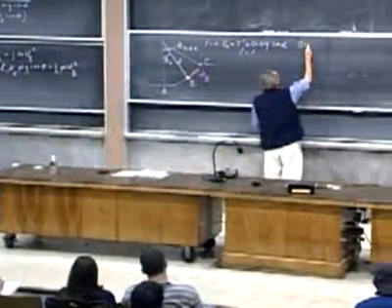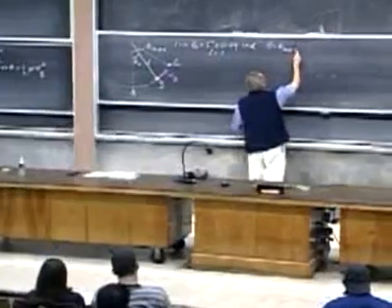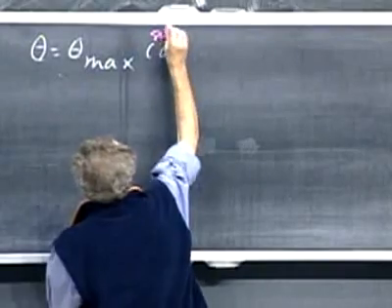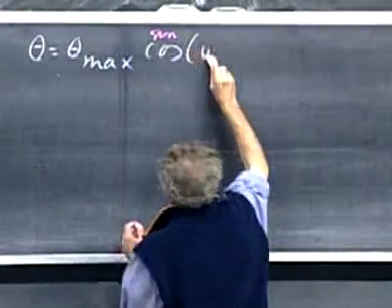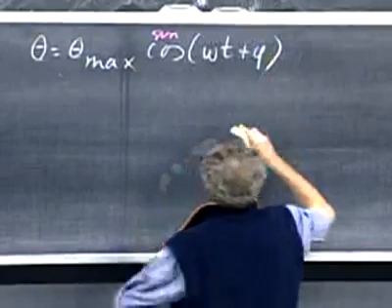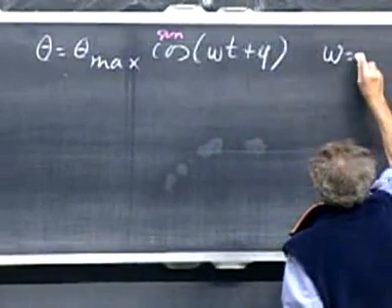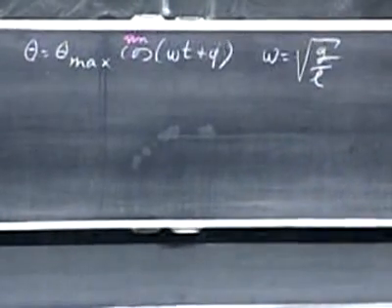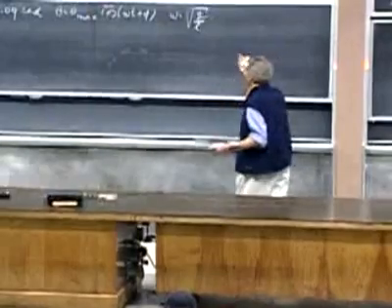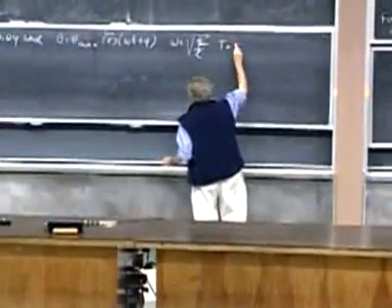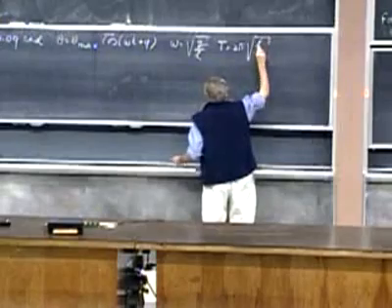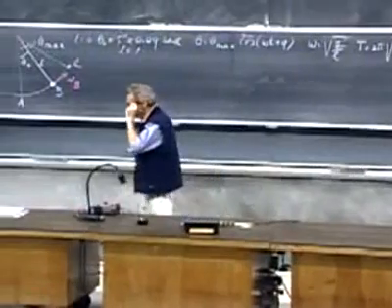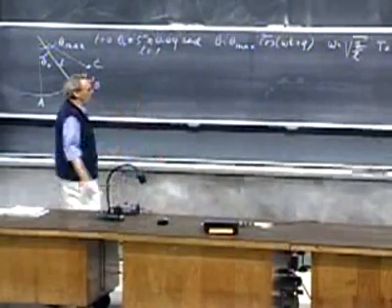So theta is going to be that angle theta maximum times the cosine, or if you want to be my guest, you can make this a sine. I always work with cosines, omega t plus phi. And omega equals the square root of g over L. I will give you some equations during your exam, but this one I will not give you. I just assume that you remember this, and that the period of the pendulum equals 2 pi times the square root of L over g. So we know omega, because we know g and we know L.